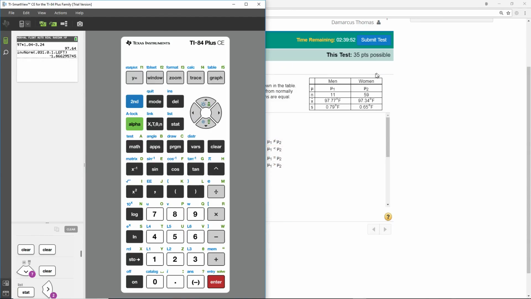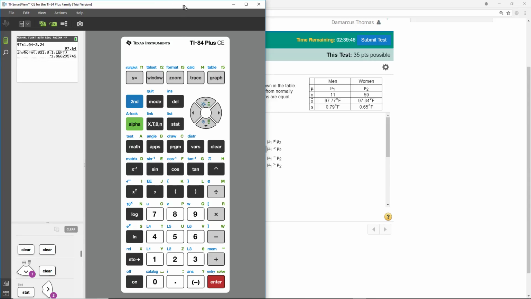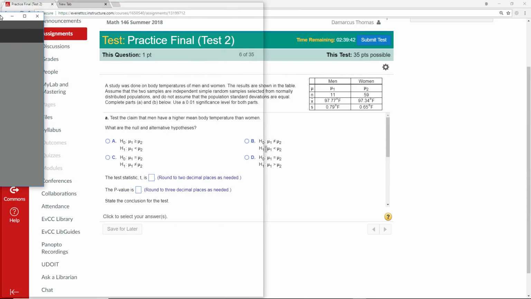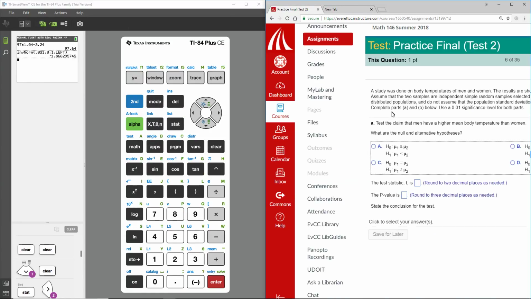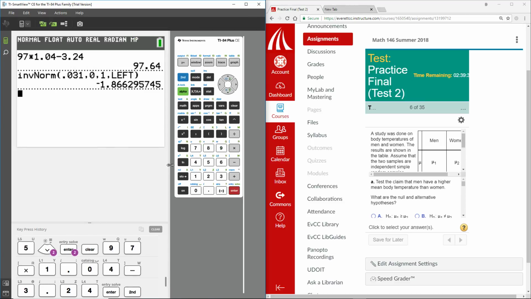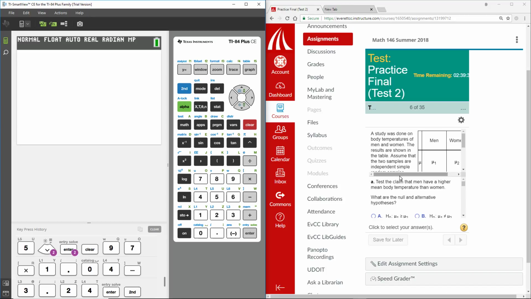Actually, not that. Let's try that again. I clicked on the wrong thing. So this is what I'm going to do. I'm going to enter the information in as a test.